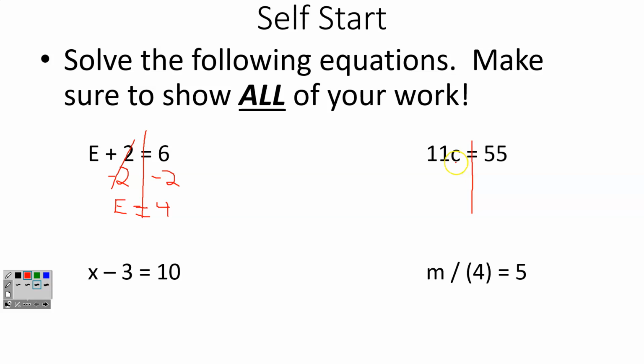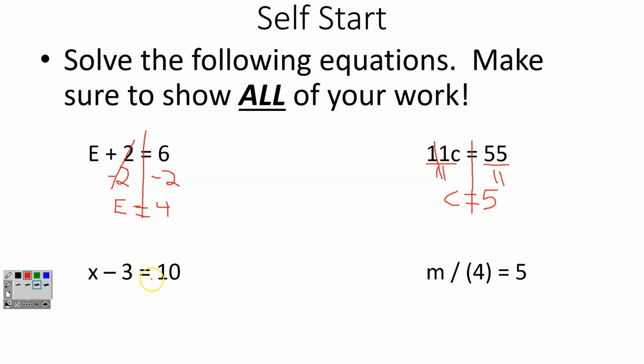Now this 11 and this c, because there's nothing in between them, the coefficient is 11, variable is c. In this case, this means multiply. So the opposite of multiplying would be to divide. So I'm going to divide this side by 11. Whatever I do to one side, I've got to do the same to the other. So I'm going to divide this side by 11. Those cancel out, and I'm left with my variable, which is c equals 55 divided by 11 would give me 5. So my answer is c equals 5.